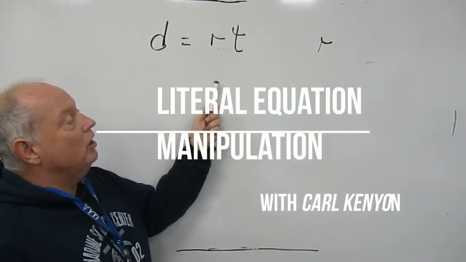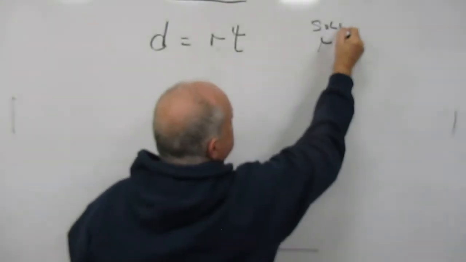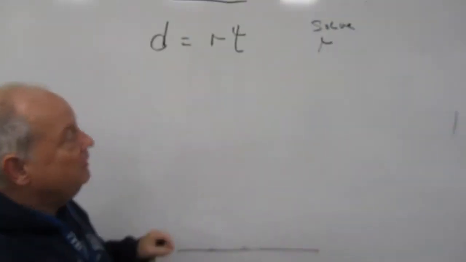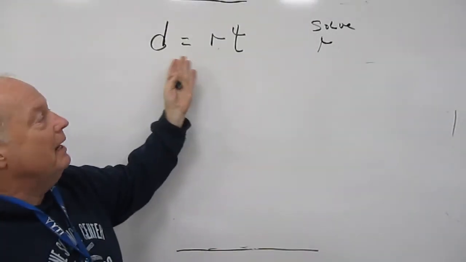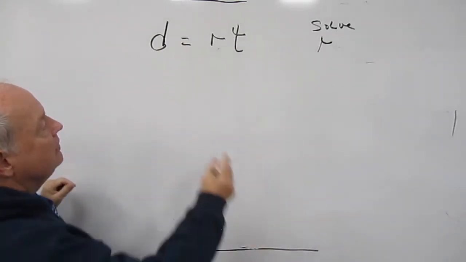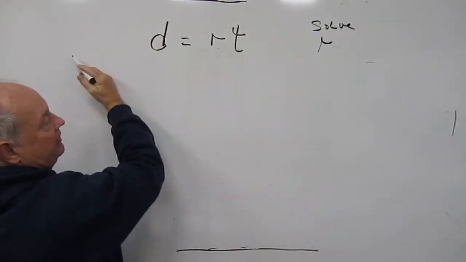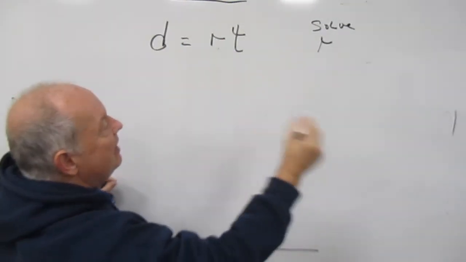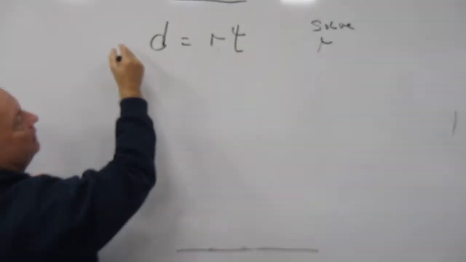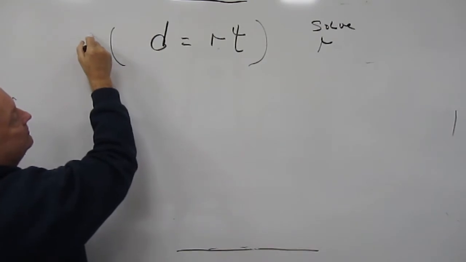D equals RT. Solve for R. So we want to get R by itself and equaling whatever is left. So we have to get T over to this side. So what we can do is divide through by the whole thing. We can divide through the whole thing by T.